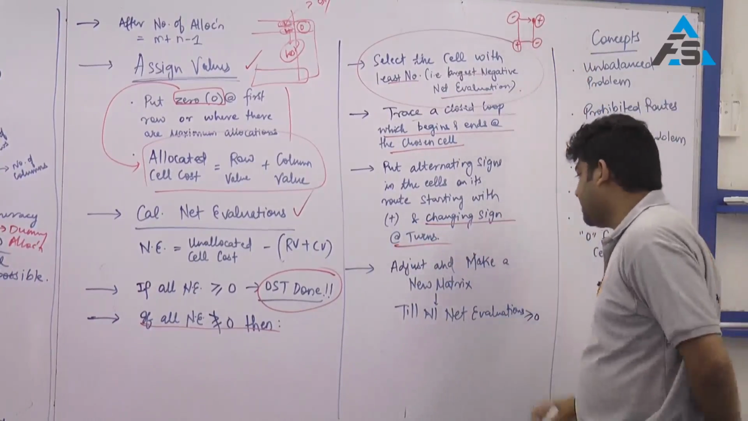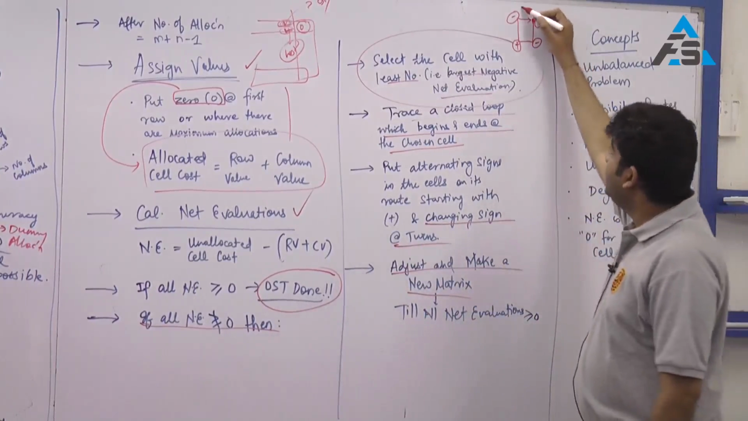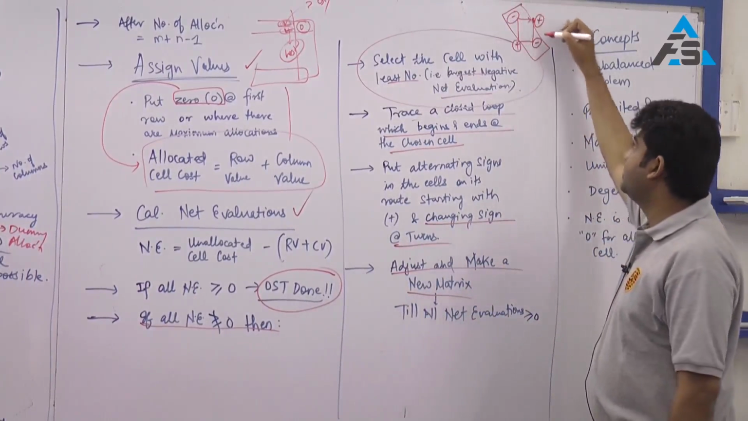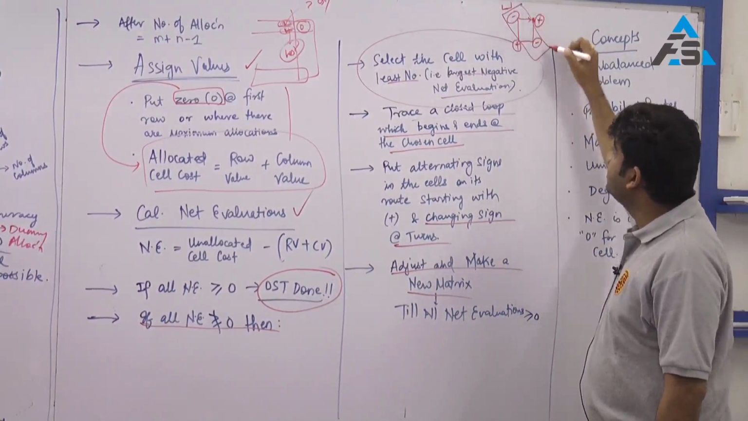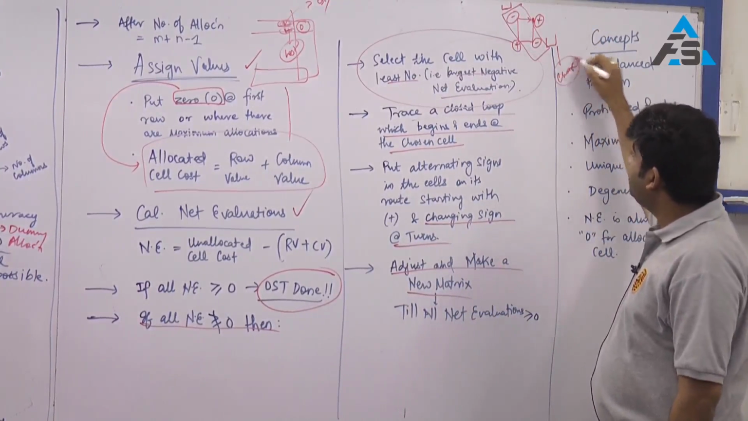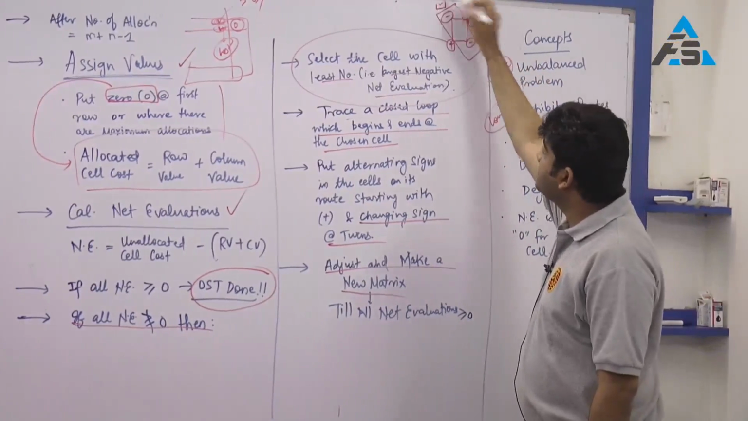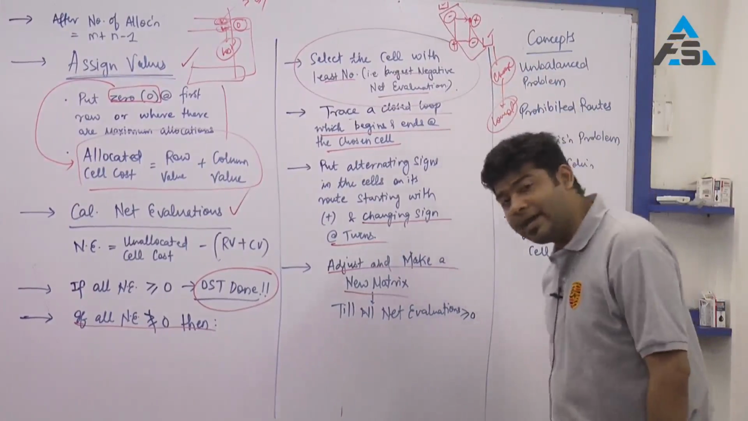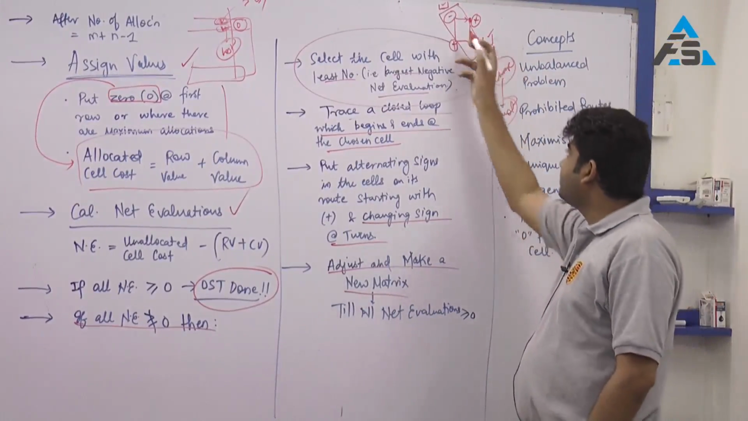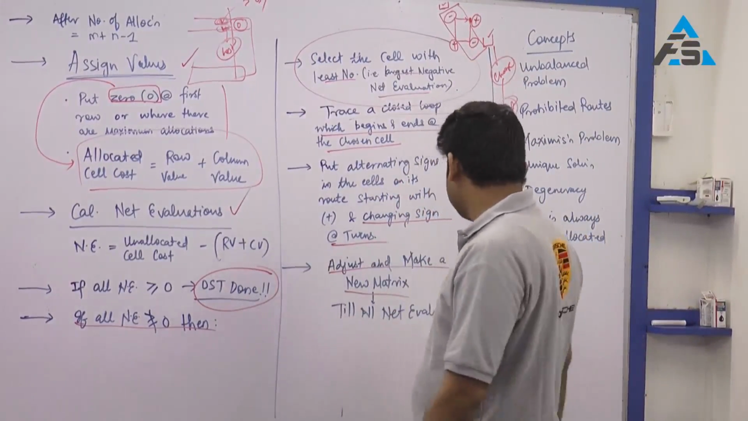Once that is done, then adjust and make a new matrix. What do you adjust? You adjust the negative numbers. So the negative allocation here and the negative allocation here is what we will choose. Of these, the lowest allocation value will be chosen, and from that we will make an adjusted new matrix.